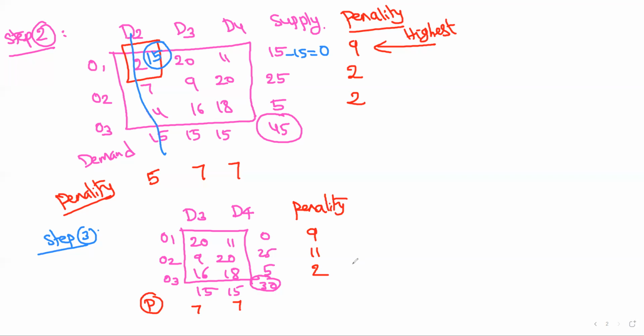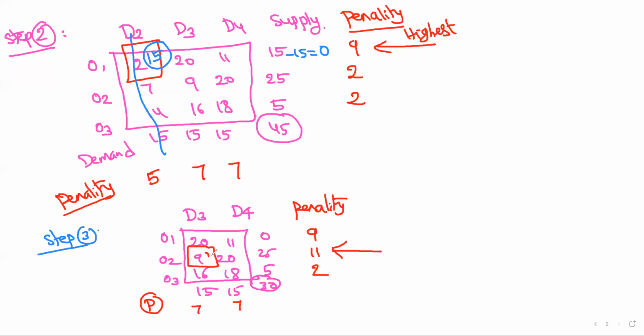So what is the highest penalty here? 11. 11 is the highest penalty. So I'm giving preference for the highest penalty, 11. I will give it preference here. For 11, what is the least element here? 9. For 9, we have to give preference.